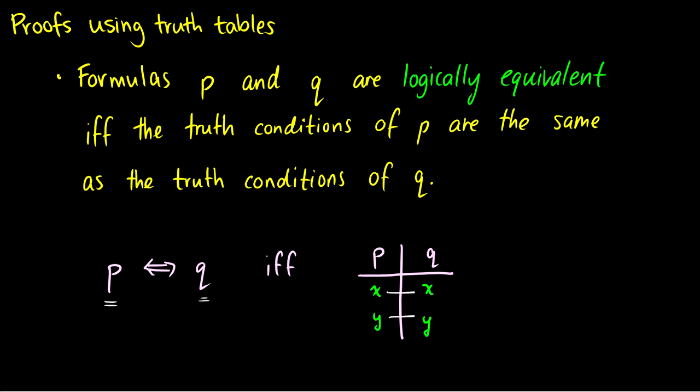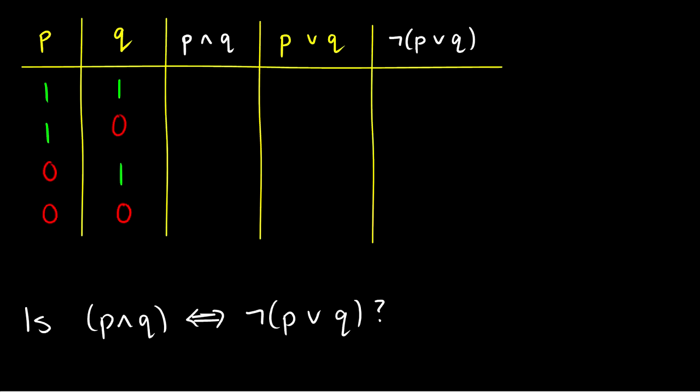So let's just jump straight into an example and see how this is done. I have a question, and I want to know if P and Q is logically equivalent to not P or Q.